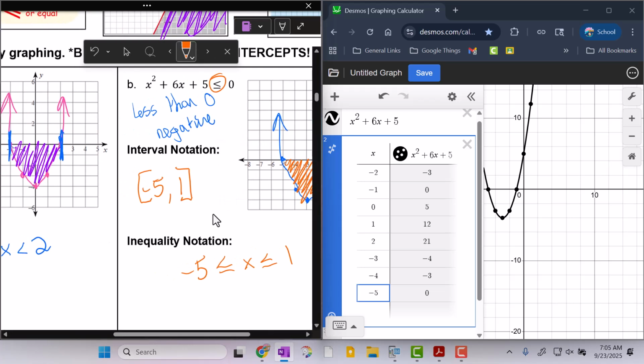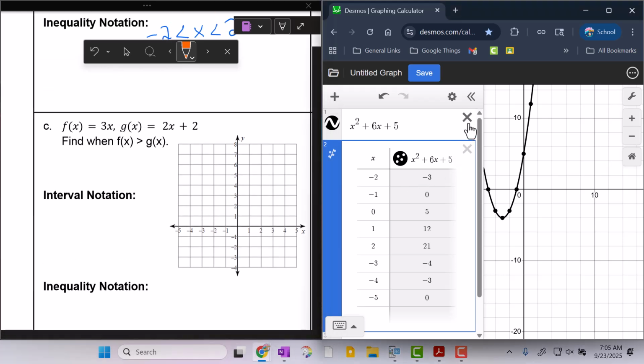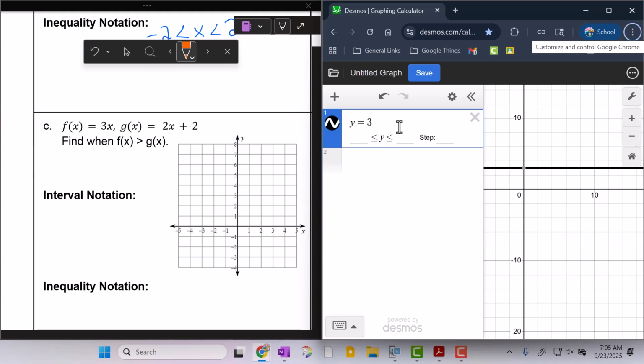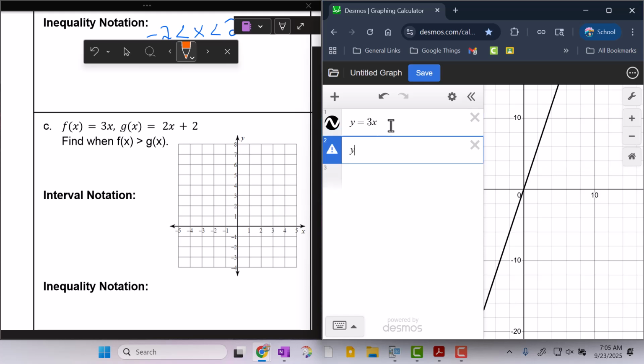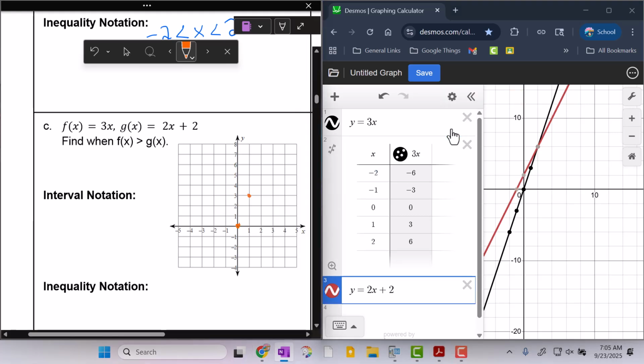All right, let's move on to the next one, slightly different. We have two different functions, and we want to know when f of x is greater than g of x. So that's when the y is higher on the f of x than the g of x. So y equals 3x. Oops, forgot the x part. And y equals 2x plus 2. Let's get some points so we can make it nice. So y equals 3x goes through the origin, and then our slope is just up 3 over 1.